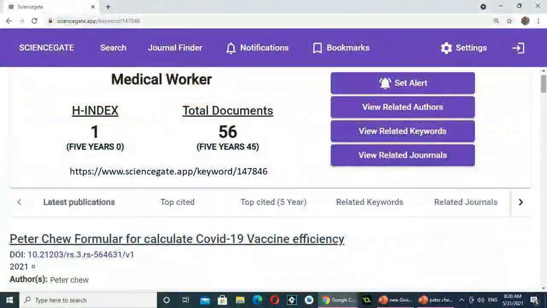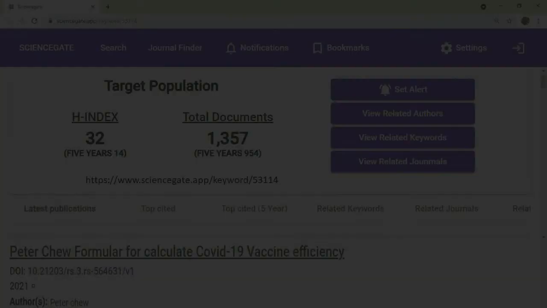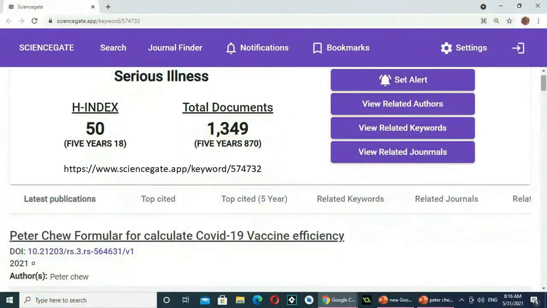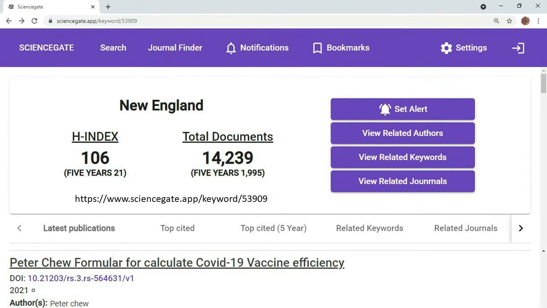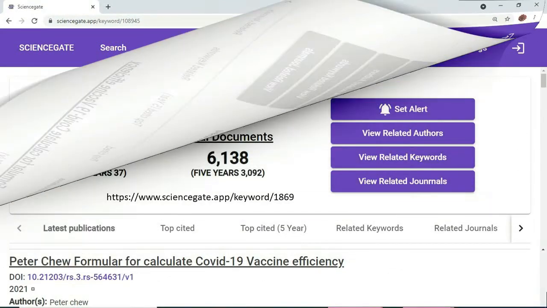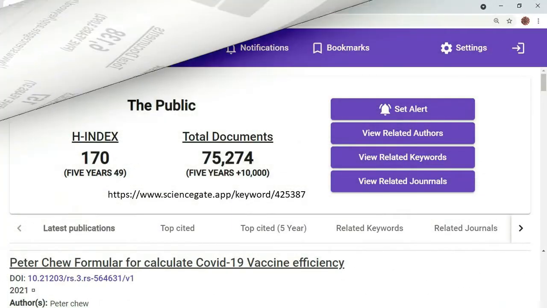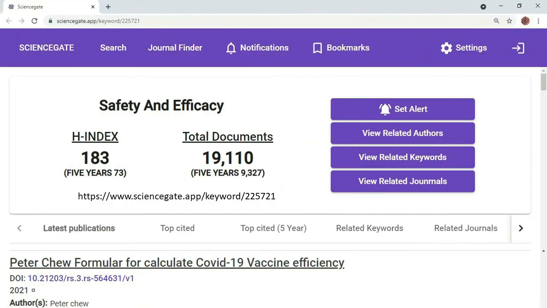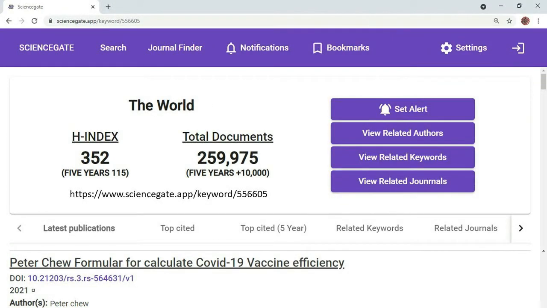Medical worker H, Index 1. Calculation formula H, Index 12. Target population H, Index 32. Serious illness H, Index 50. New England H, Index 106. World Health H, Index 155. Relative Risk H, Index 157. The Public H, Index 170. Safety and Efficacy H, Index 182. The World H, Index 352.